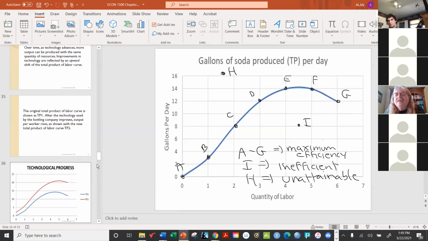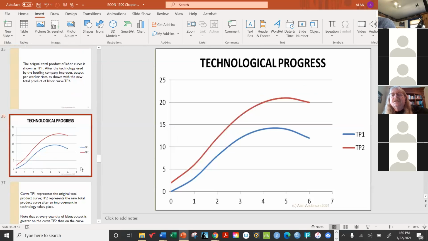Well, what's going to happen is that we can produce more output with the same resources. And so as a result, the technological progress causes the total product curve to shift up. Okay, the whole curve is higher now. This is with advanced technology. This is the original curve. So what can cause this is, among other things, more advanced technology. The machinery has gotten even better.